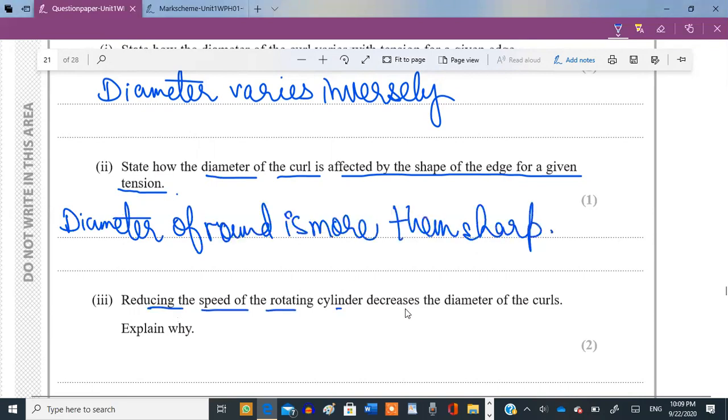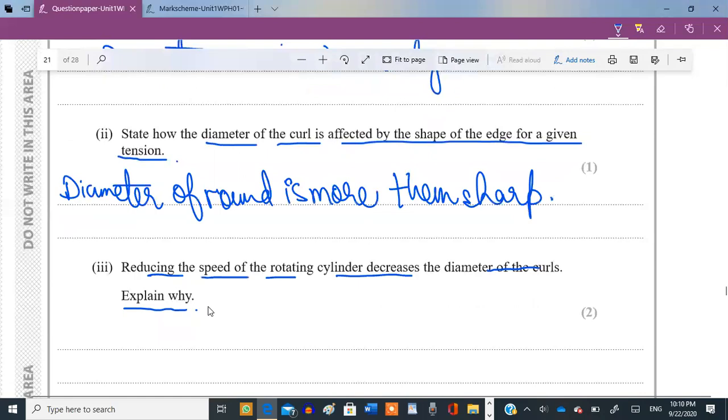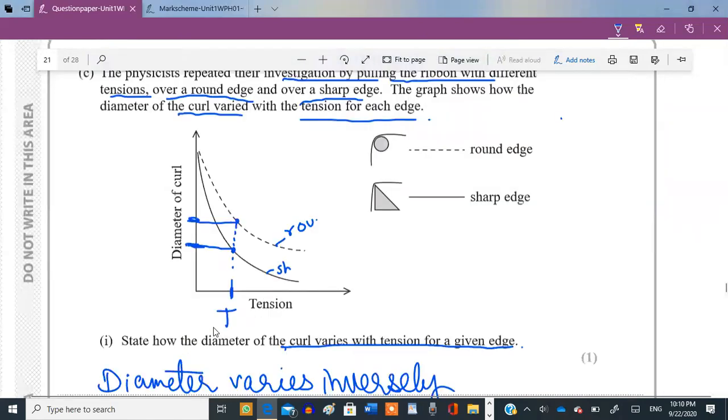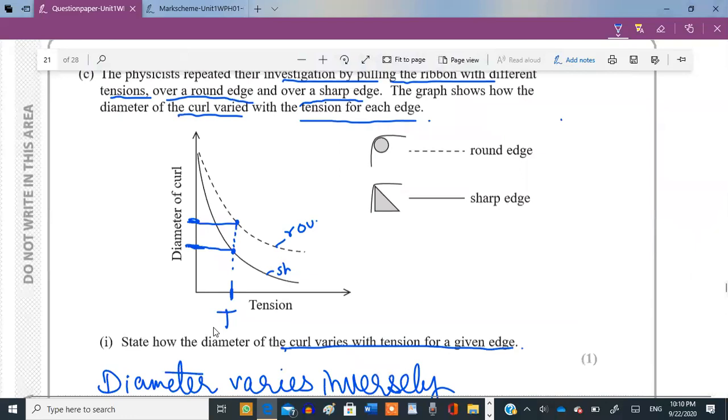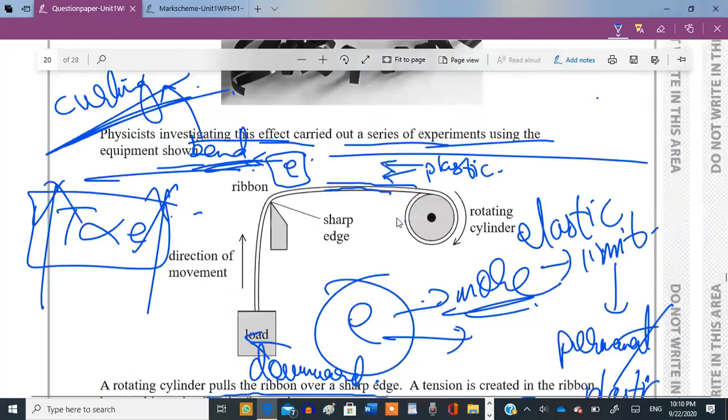Reducing the speed of the rotating cylinder decreases the diameter of the curl. Explain why. Alright, so now you are reducing the speed of the rotating cylinder. This would decrease the diameter of the curl, and explain why. And yeah, that's the last part. Okay, let's look at the rotating cylinder now. This is a rotating cylinder. If it rotates faster, the diameter of the curl is going to be more. And if it rotates slower, then the diameter of the curl is going to be lesser.